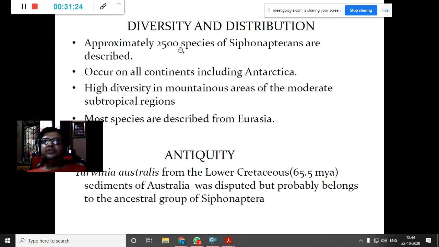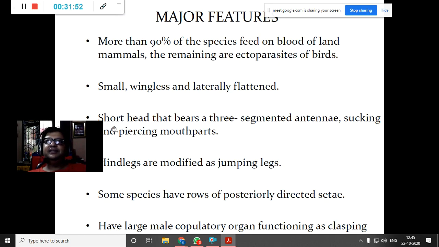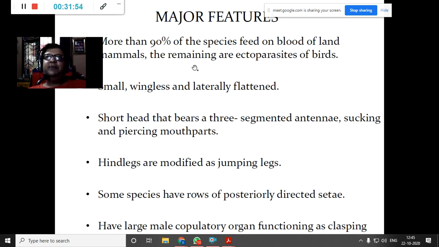Over 2,500 species of siphonapterans are described. They occur on all continents, including Antarctica, and Eurasia has the most number of species. Fossils were found in the lower Cretaceous, 65 million years ago in Australia. This is the fossil, Tarwina australis, of this particular flea-like animal. They feed on blood of land mammals.